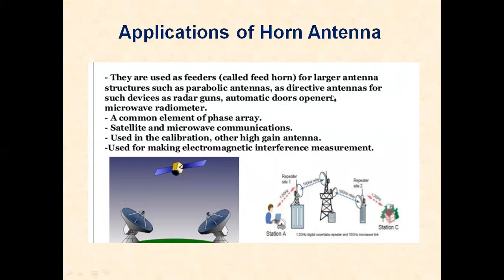It can be used as a directive antenna for devices such as radar guns, automatic door openers, and microwave radiometers. It is a common element of phased array radar, and of satellite and microwave communication applications. It is used in calibration of other high gain antennas, and we can use it for electromagnetic interference measurement. So we can do electromagnetic interference measurements by using these horn antennas placed at the focus point of the parabolic dish, and we can do the measurement calculations.